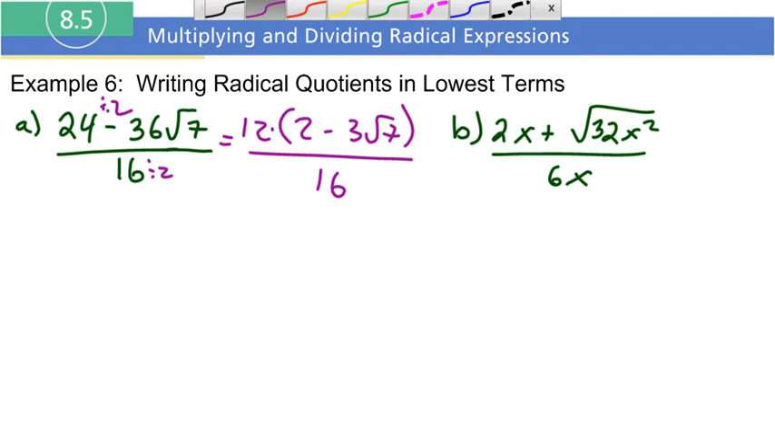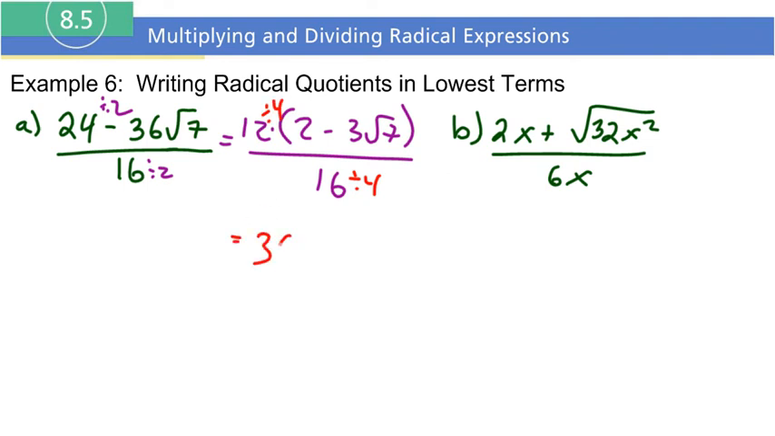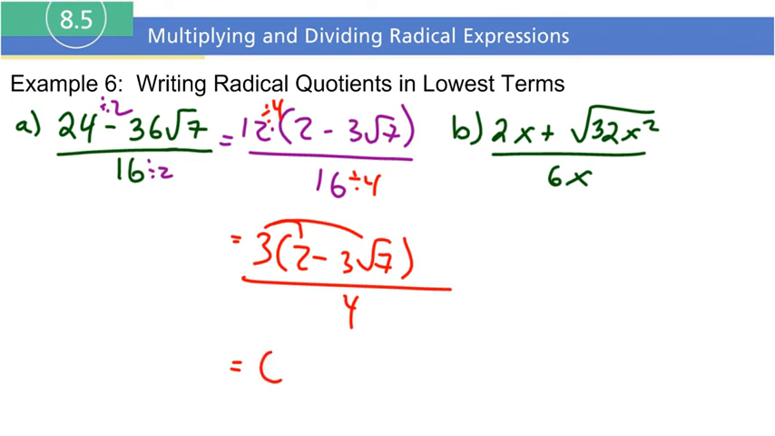So now, what number divides into 12 and 16? Well, 4, right? So that means I can divide top and bottom by 4. And so now that becomes 3 over 2 minus 3 radical 7 all over 4. So I divide 12 by 4 and 16 by 4. And so this is our final answer. But another way of writing that is you can go ahead and distribute that 3. So that's 6 minus 9 radical 7 all over 4. Both answers are correct. One is factored and then one is multiplied out right there.